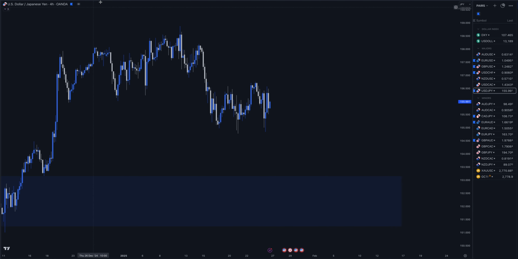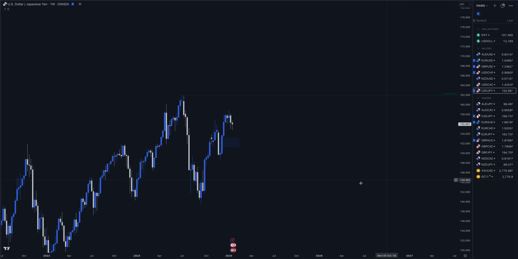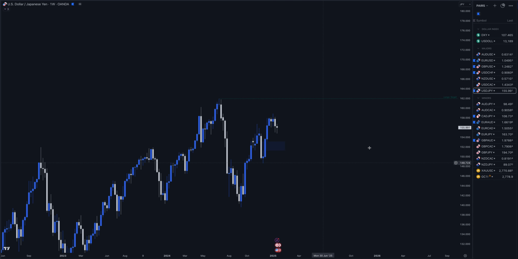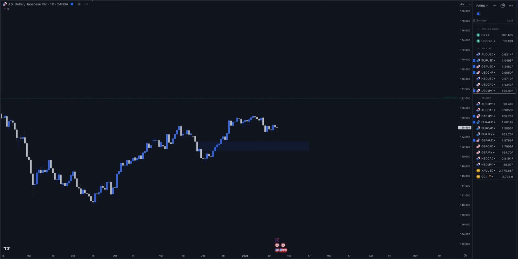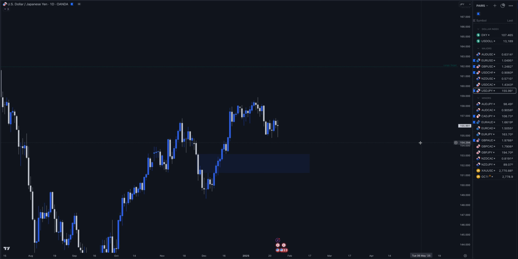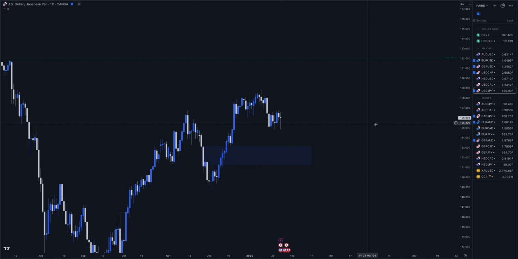Next pair I'm watching is UJ. On the weekly time frame, we can see we swept sell side liquidity, buy side is up there, and obviously if I'm long on the dollar, I'm going to be long on UJ as well. You can see on the weekly time frame we have an imbalance over here. So yeah, on the lower time frames, I'm waiting for price to come into this area for confirmation for longs.